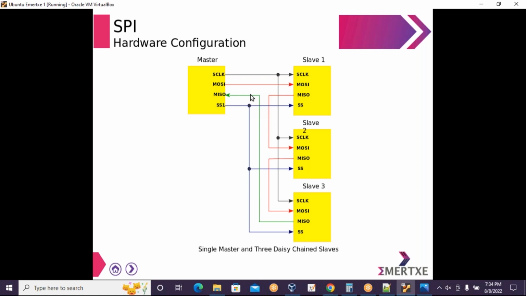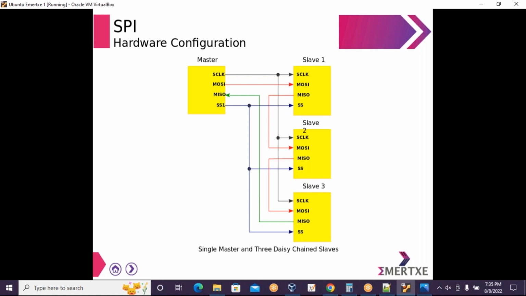Yes or no? Don't you think there's a cascade connection? Master has been connected to slave 1, slave 1 to slave 2, slave 2 to slave 3, and the last slave is being connected back to the master. So these slaves have been connected in a daisy chain connection. Please observe that. And how many slave select lines can you observe in this configuration?